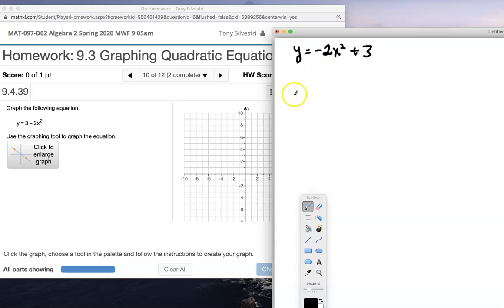And then I know what I've got to do. I've got to find the vertex, right? x equals negative b over 2a. That's where the vertex occurs. Now I'm going to show you that a is going to be negative 2, right? That's a is negative 2.